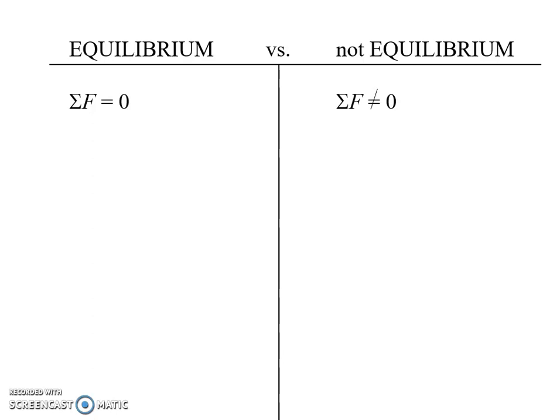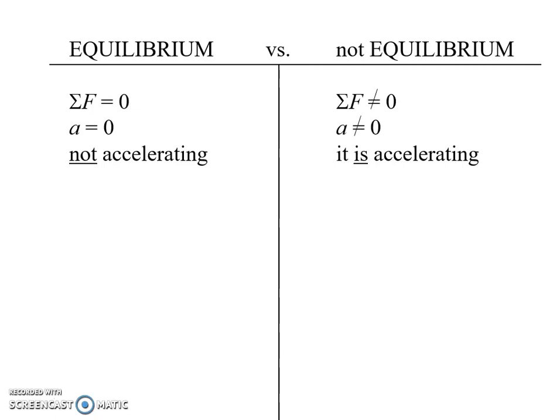So of course this directly relates to acceleration. If the net force is 0, that means the acceleration is 0. That's equilibrium. Not equilibrium, you might guess, just means the acceleration is not 0, that there is an acceleration. Some students like to see symbols, other students like to see words. In this case, if the object is non-equilibrium, it is accelerating. What does that mean for equilibrium? It means it's not accelerating. That's really all it means. Any of these columns are really saying the same thing, just in different ways.